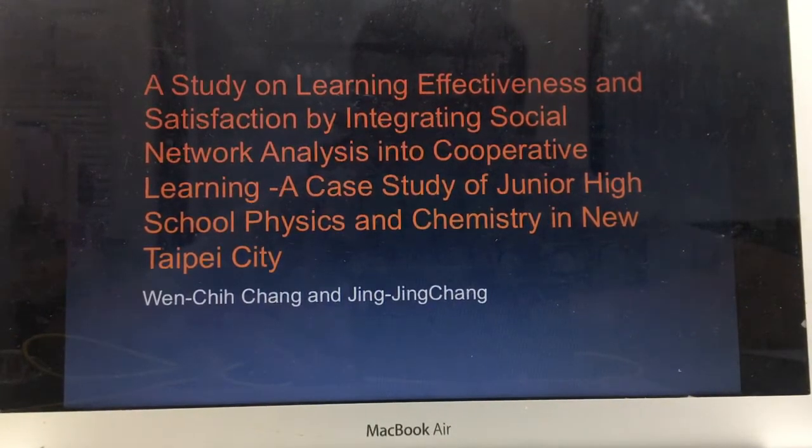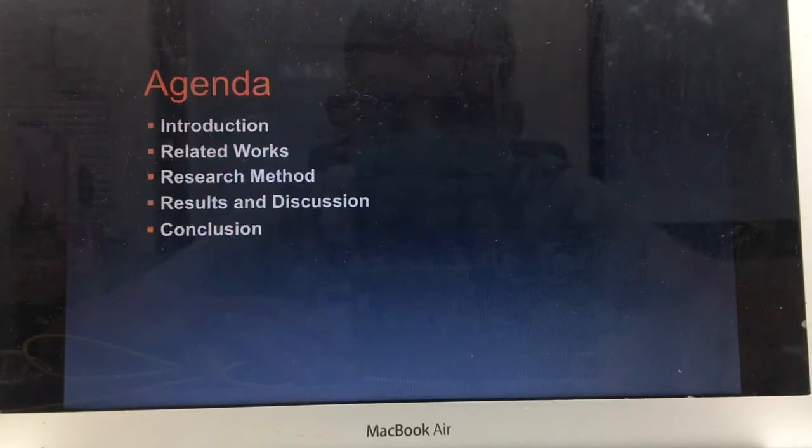Hello everyone. This paper is an introduction to a study on learning effectiveness and satisfaction by integrating social network analysis into cooperative learning: a case study of junior high school physics and chemistry in New Taipei City, Taiwan. This is what I will introduce.